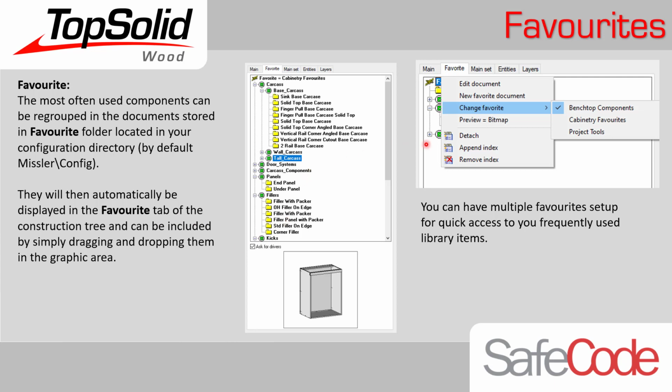So when you want to change the favorites to a different category, as you can see in this second screenshot, we've right clicked on the word favorite up the top to bring down more information to change a favorite. So in here we've got 3 categories. You can have as many or as few as you like. So we've got benchtop, cabinetry favorites, which is shown here, and then project tools, which is like the walls and windows and doors. So at the end of this I'll be showing you a video of using these favorites.